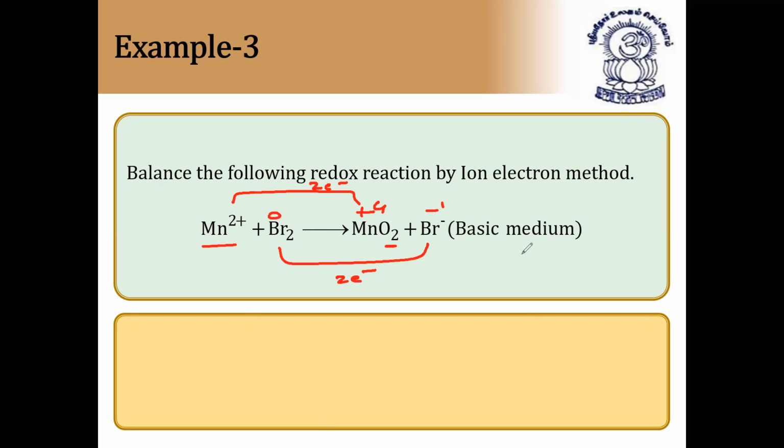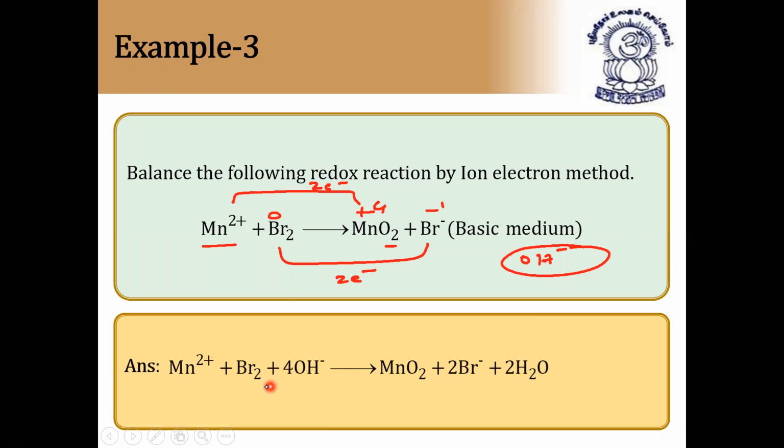In basic medium we have to add OH minus on the other side instead of H plus. And in acidic medium we have to add H plus, as we already know. Now let us see the answer. As I told you, Br2 will be the same, 4 OH minus on the left hand side, because 2 water molecules will be added on the right hand side. So Mn plus 2, Br2 gives MnO2 plus 2 Br minus, because here we have Br2 and here we have to multiply with 2. So 2 H2O. Easy it is.